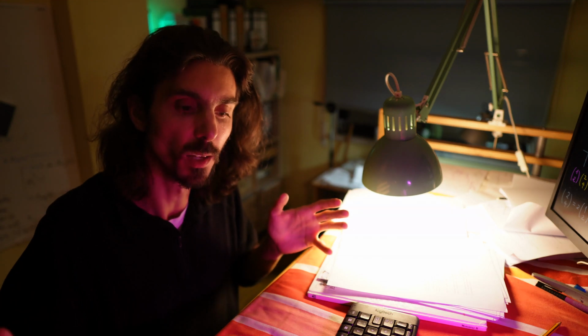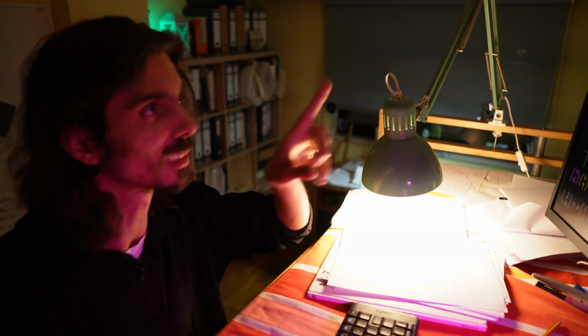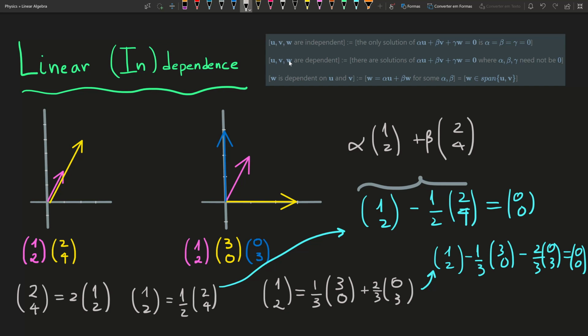You can look at this from two perspectives. Saying that you can create one vector from the others is equivalent to saying that if you combine all of them, you can find coefficients that are non-zero that can create the 0 vector. I'm going to say this again, in summary: U, V, and W are dependent. It means there are solutions of alpha U plus beta V plus gamma W equals 0, where these coefficients don't have to be 0.